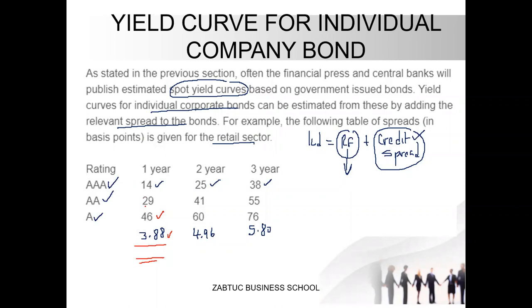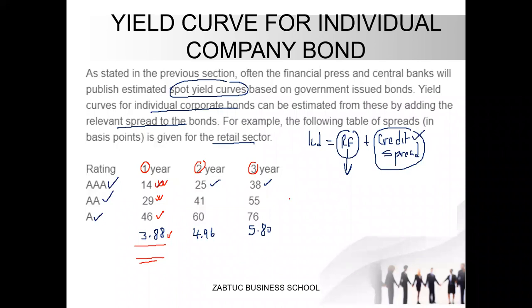If your company is double A, you add that one. If it's triple A, you add that one. For an amount which is payable in 1 year's time. For 2 years and 3 years, you do the same.